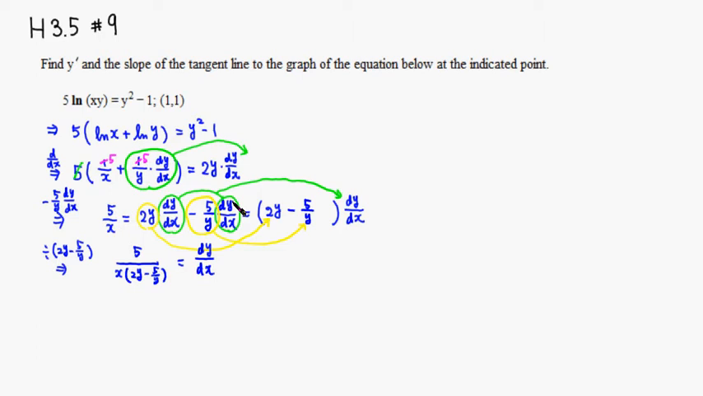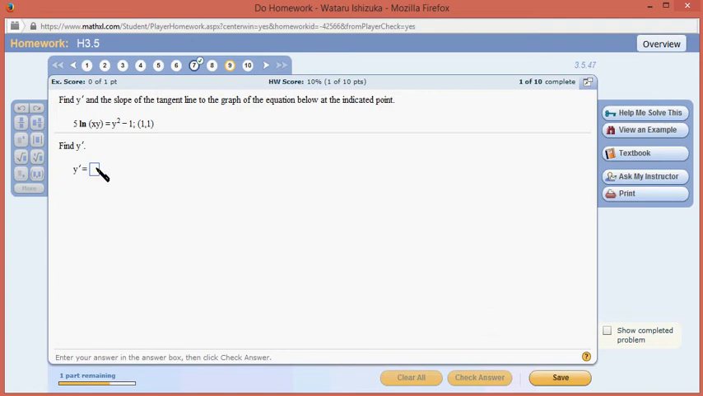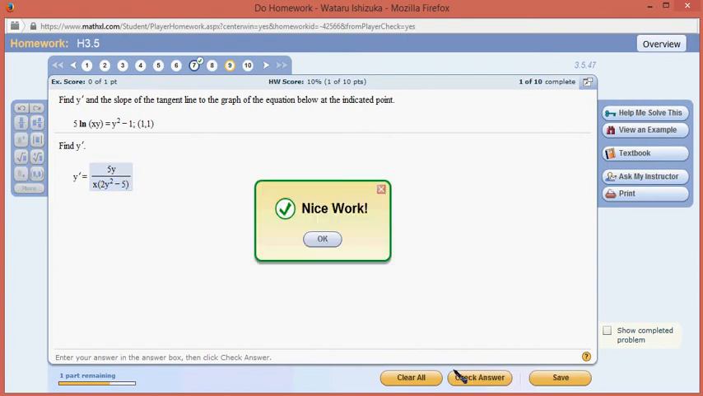If you don't like having a fraction inside a fraction, you can also do this. This is not necessary, but you can multiply top and bottom by y. That way dy over dx is equal to 5 times y, so 5y on top. There's an x here, and multiplied by y, 2y squared, and multiplied by y, you get negative 5. So we got that derivative. Let's type that in first: 5y over x times 2y squared minus 5. Let's check the answer. We got the derivative.